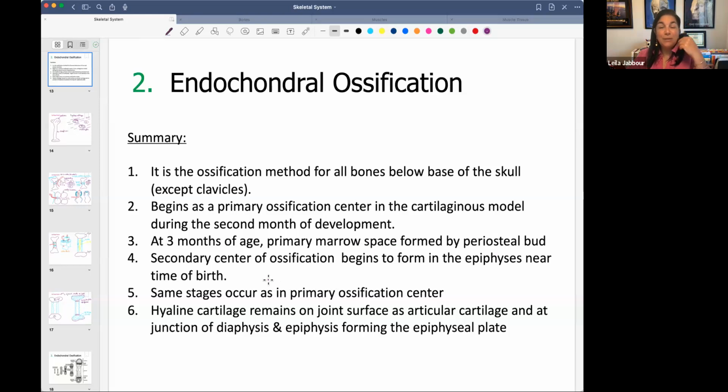Secondary center of ossification begins after birth or near time of birth. Same process as primary center of ossification. And you have some hyaline cartilage that remains either on the surface of the epiphysis, and that will be articular cartilage at joints, or at the junction of the diaphysis and epiphysis, forming the epiphyseal plate.